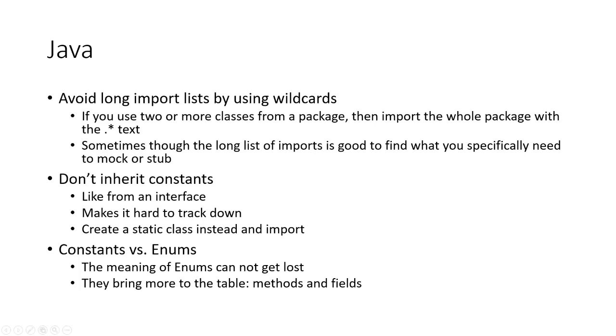What Uncle Bob is saying is it's better to use the star wildcard. So you just say import java.util.star. You're going to import everything from the util package, right? So map, list, array list, all that stuff.